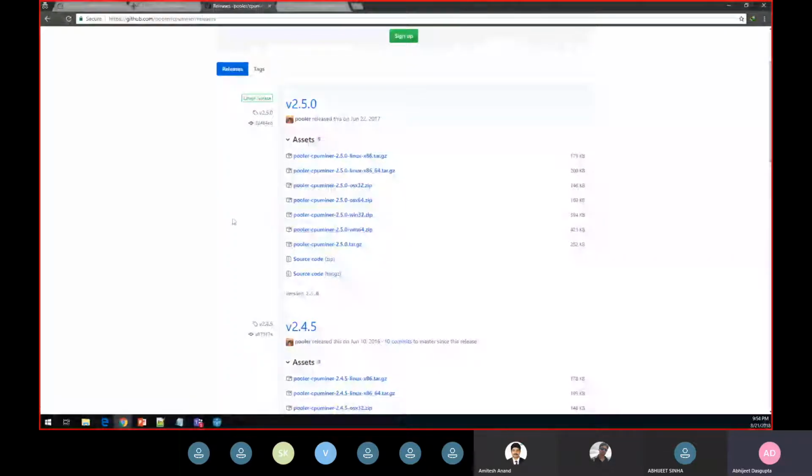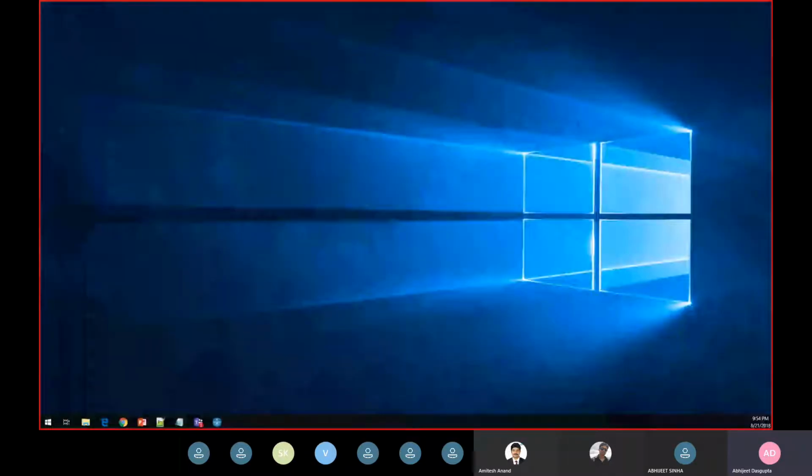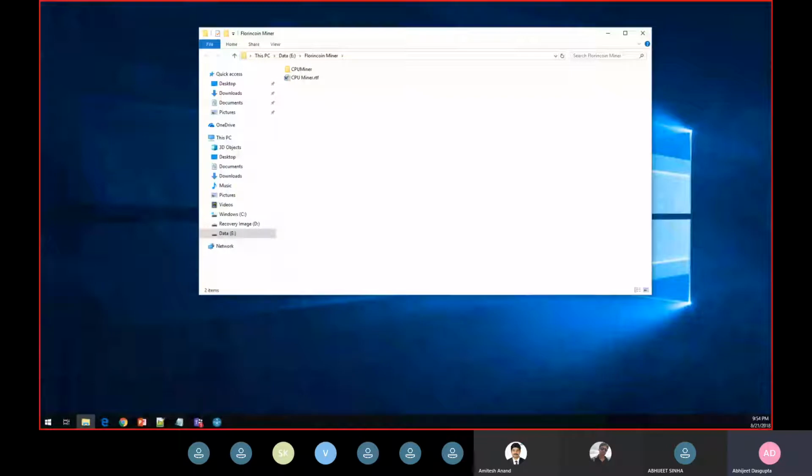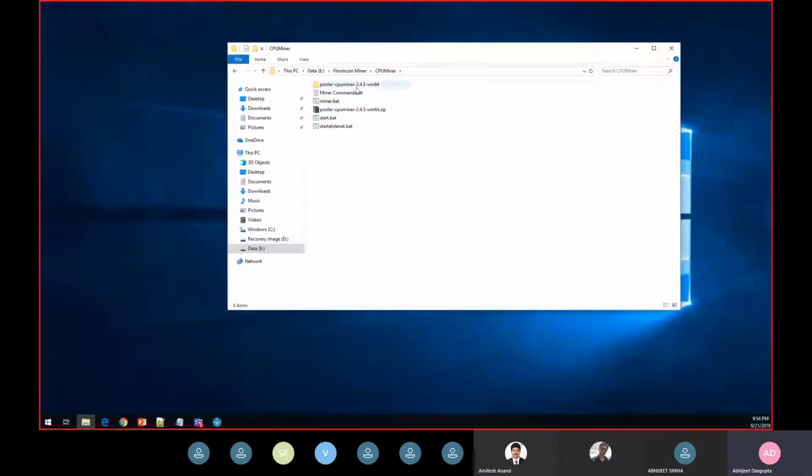What I've done is I've already downloaded my copy of the Flow CPU miner onto my computer. So I'll just show you that particular mining page. After downloading, I have the 4.5 version. Once you download and extract it, you will see these 4 files, and the only file that is of our concern is this minerd.exe file.